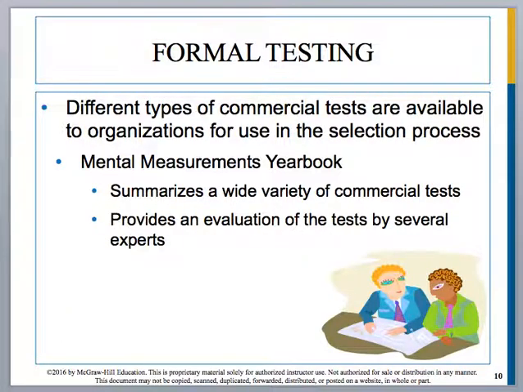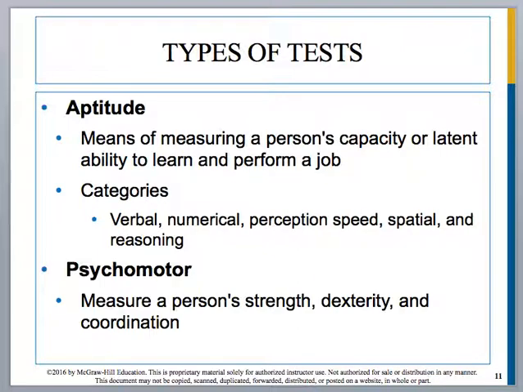Then you go through formal testing, and there are different types of commercial tests that are used. You have your Mental Measurements Yearbook, which summarizes a wide variety of commercial tests, and you get some evaluation by different experts. And we have our aptitude test, where we measure your capacity or ability to learn and perform a job. It could be verbal, numerical, spatial.